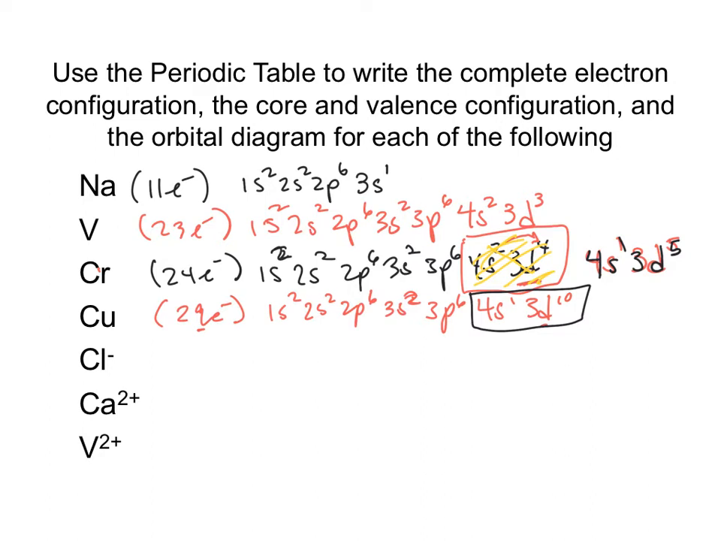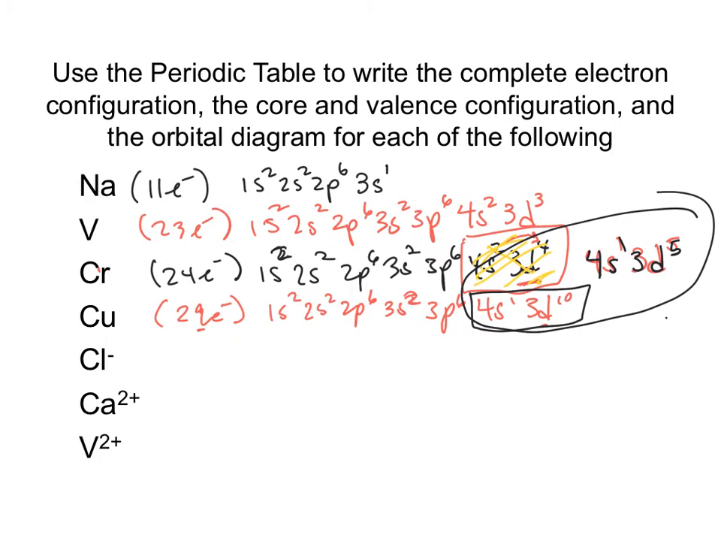And also, let's see, I haven't talked about the core configuration yet. Let me do that. So let's go back to vanadium. That was copper. So these 2 are the exceptions, right? Remember those. And then now you have examples of an anion and a cation, and then it's kind of fun to go back and look at vanadium 2+ when we're done with that.